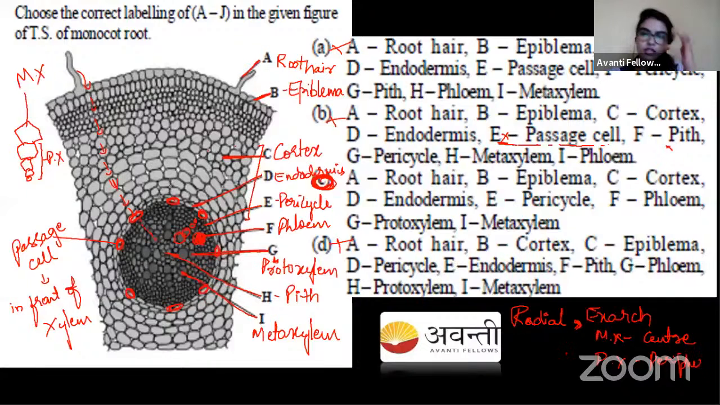Okay, so this is exarch. And one more term that you need to remember is polyarch. Okay, so very important, polyarch. So polyarch means what? You can see the xylem and phloem in many bundles.